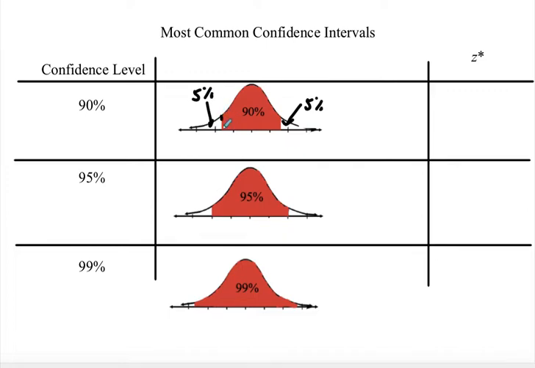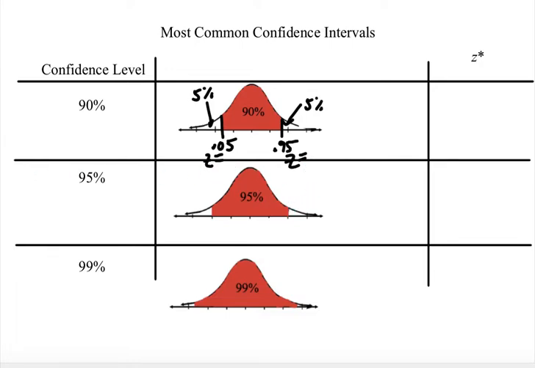So this marks the fifth percentile, 0.05. And this would mark the 95th percentile, because everything to the left is 90 plus that 5. So the 95th percentile, 0.95. And what we need to do is figure out, what is the Z score at 0.05? What is the Z score at 0.95?